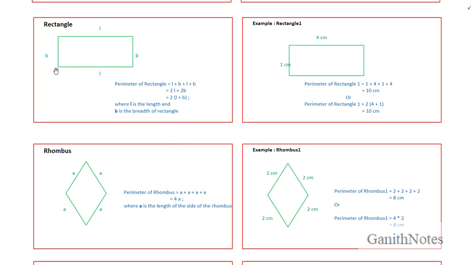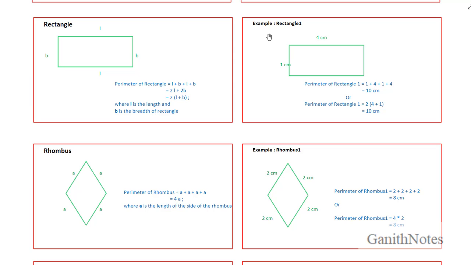In the given rectangle picture, we have one side of L centimeters, which is nothing but the length of this rectangle, and the shorter side can be represented as B centimeters, which is the breadth of the rectangle. So how do we find out the perimeter of this rectangle? It is L plus B plus L plus B, which is equal to 2L plus 2B, which is equal to 2 into (L plus B), where L stands for the length of this rectangle and B stands for the breadth of this rectangle.